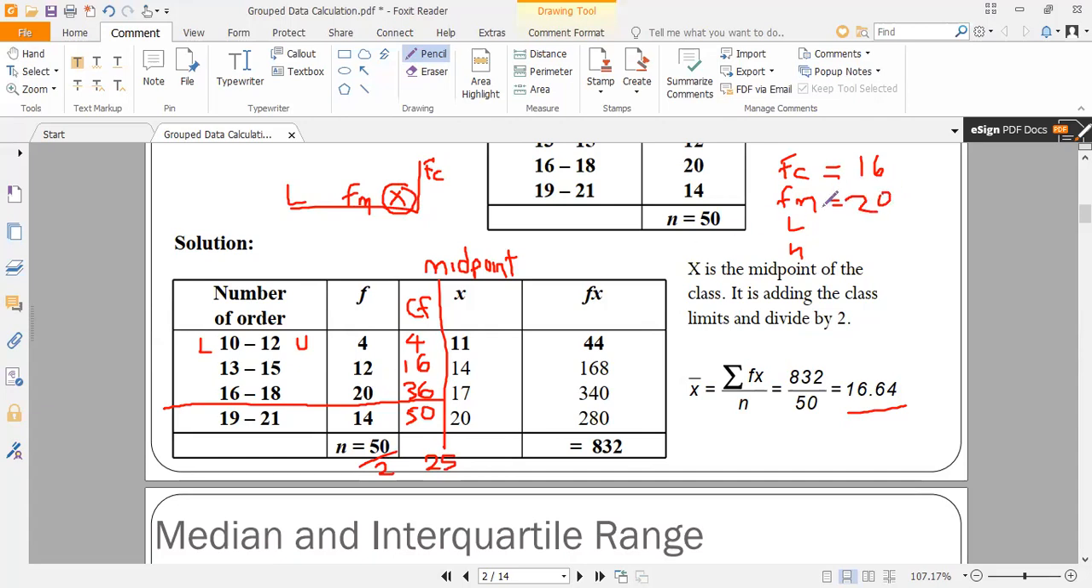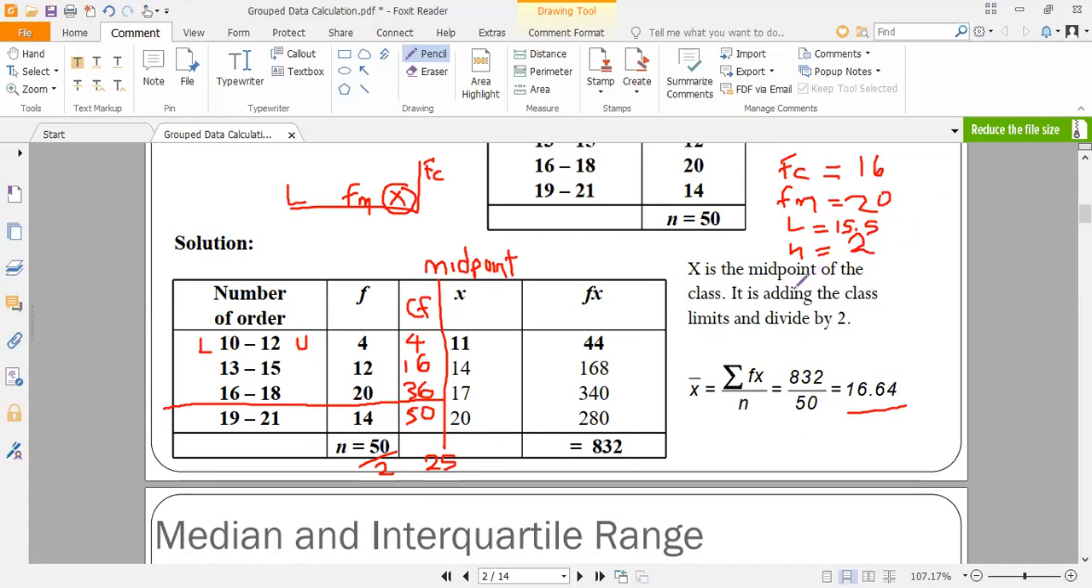And our lower bound. The lower bound is 16, but we won't pick 16 because the classes are not continuous. So we are going to subtract 0.5 from it. So we're going to have 15.5. And our height is from here to here, here to here. What's our height? 2.